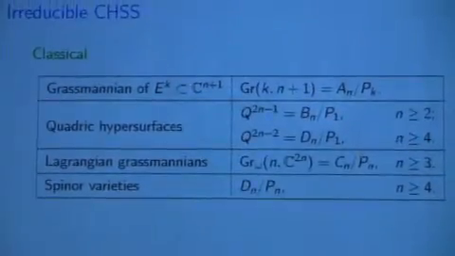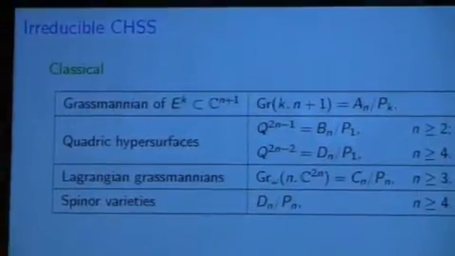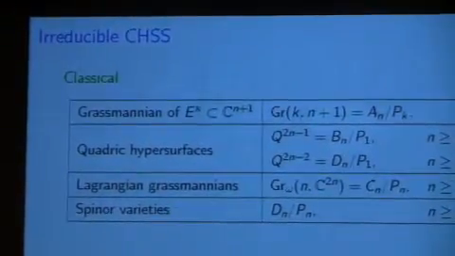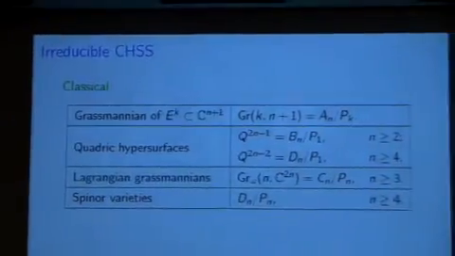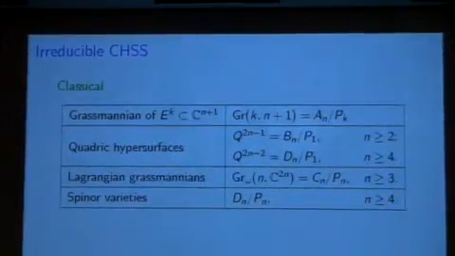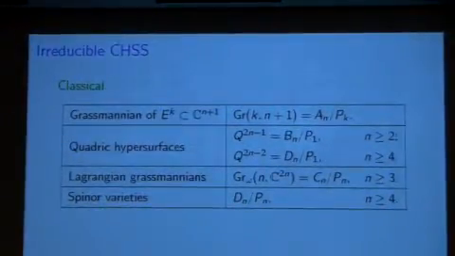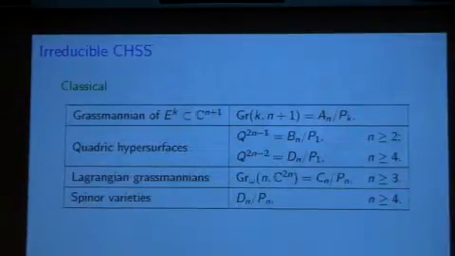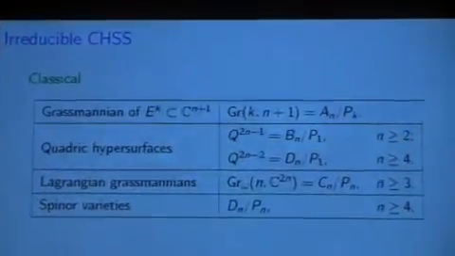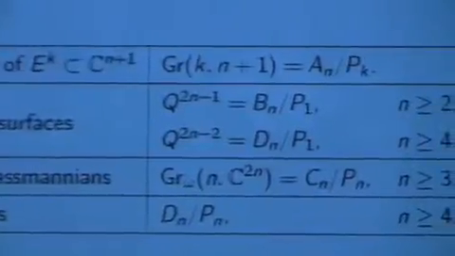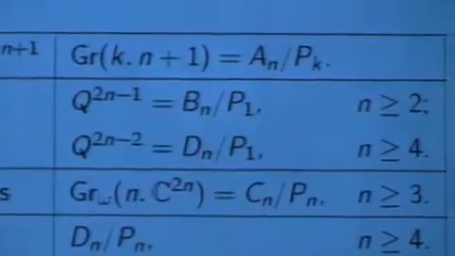And the classical irreducible compact Hermitian symmetric spaces are the Grassmannians, the hyperquadrics, which we won't talk about too much because they're also not very interesting topologically, the Lagrangian Grassmannians, and the spinor varieties. And there are two exceptional cases that come from E6 and E7. These are the Cayley plane and the Freudenthal variety.